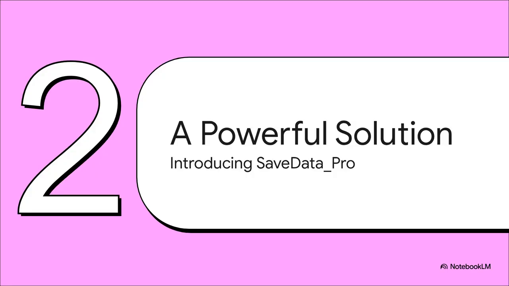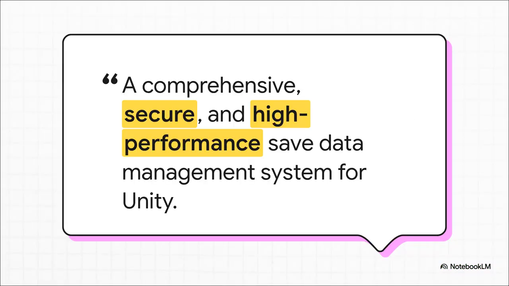So, after all that, you can see why we need a better way, right? We need something powerful but simple. And that is exactly where SaveData Pro comes into the picture. So what is it really? Well, here's the official line. It's a comprehensive, secure, and high-performance save system. And those aren't just buzzwords. Think of comprehensive, secure, and fast as the three pillars that make this thing a real professional tool, not just some quick and dirty script.